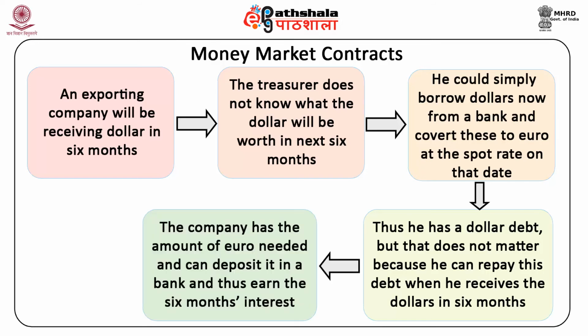The company has the amount of euro needed and can deposit it in a bank and thus earn the 6 months interest. This process permits the firm to dispose immediately of the money and not to wait 6 months for the dollars. In addition, the exchange rate risk is covered.